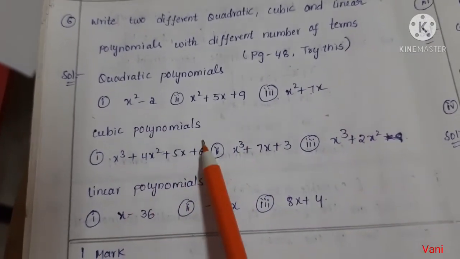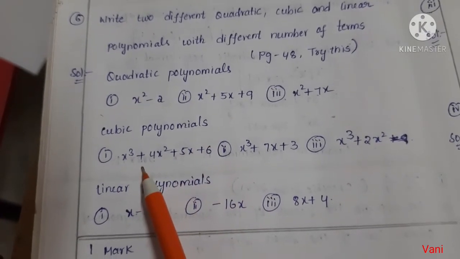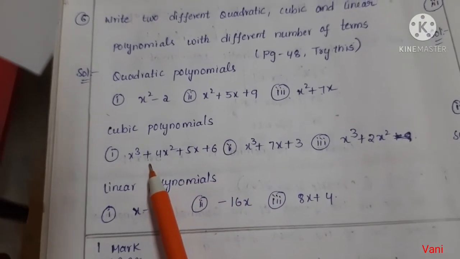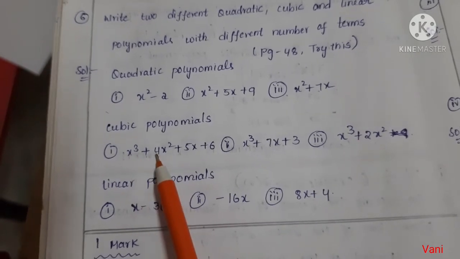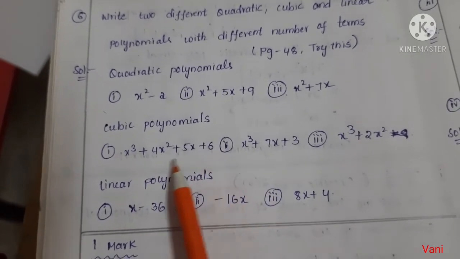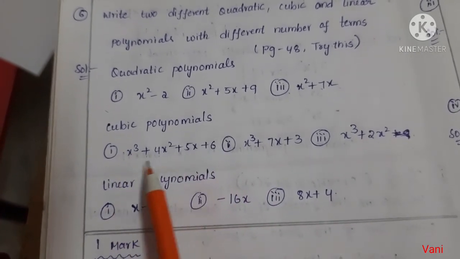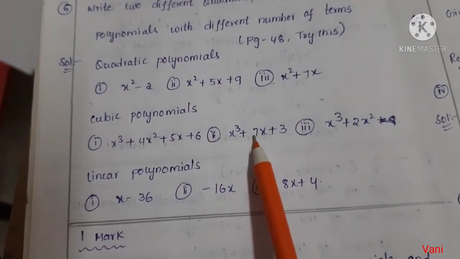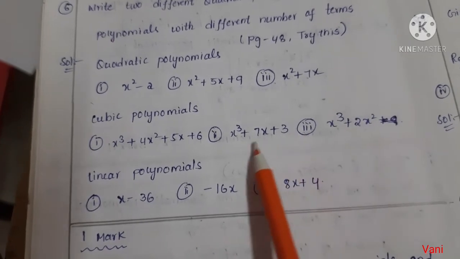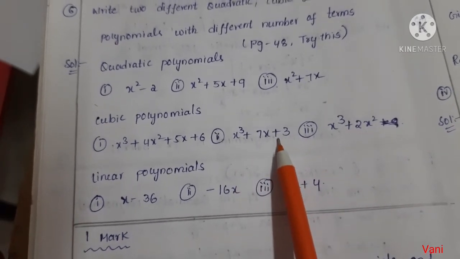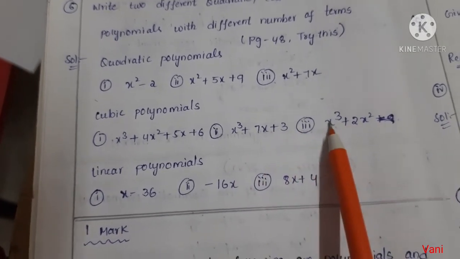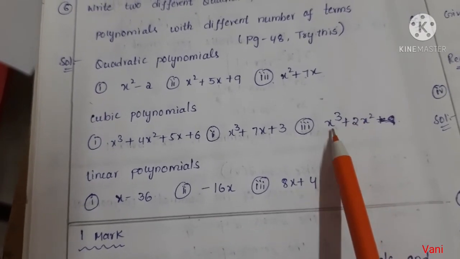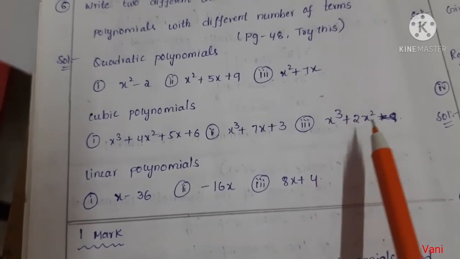Next you can write the cubic polynomial. Cubic polynomial means the polynomial should have degree 3. So x cube plus 4x square plus 5x plus 6. If you observe, the polynomial degree is 3 and it has 4 terms. The next polynomial is x cube plus 7x plus 3. So this is a cubic polynomial having only 3 terms. Next one is x cube plus 2x square. So degree is 3 and it has only 2 terms.